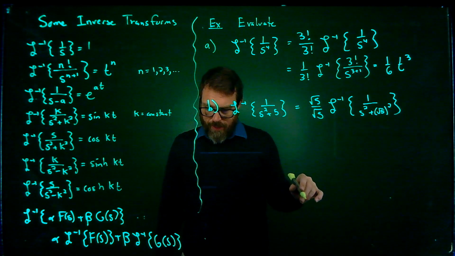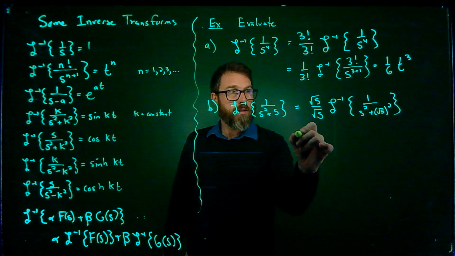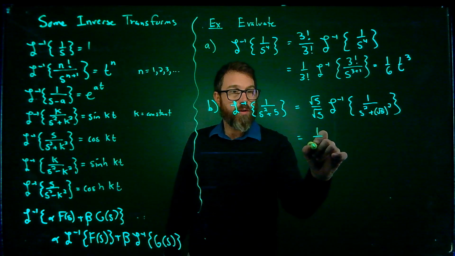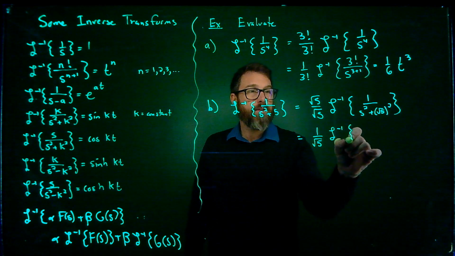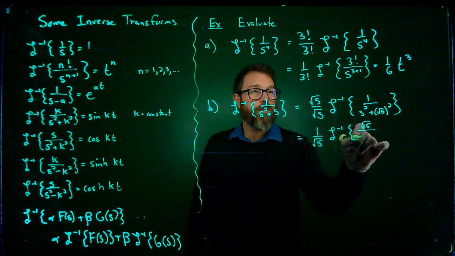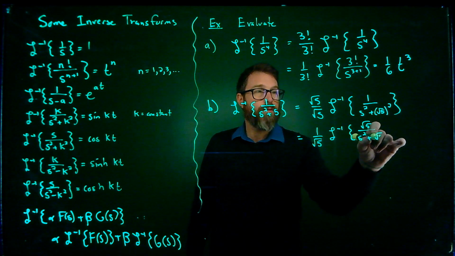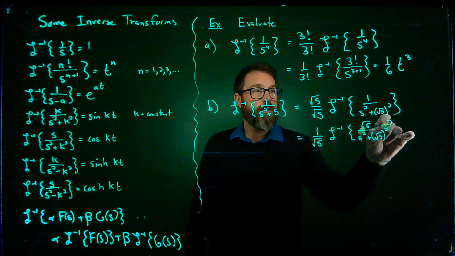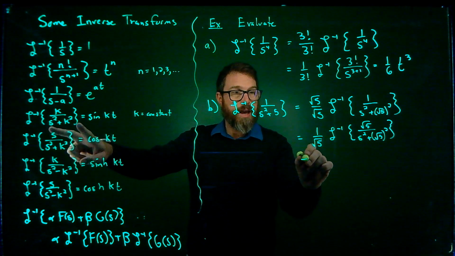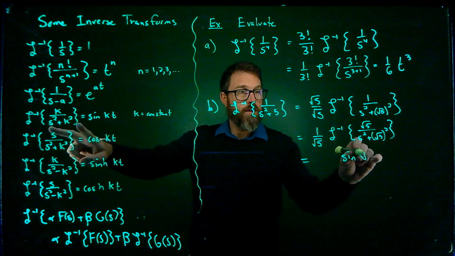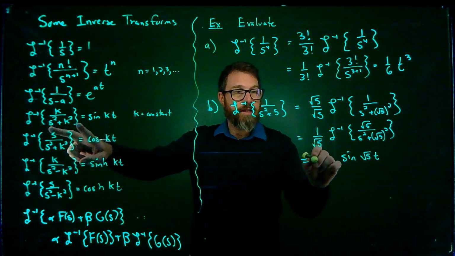So what we're going to get is 1 over root 5 times the Laplace inverse of root 5 all over s squared plus root 5 squared. And we know this takes this form right here, so this is going to be the sine of root 5t, and I still have that 1 over root 5 in the front.